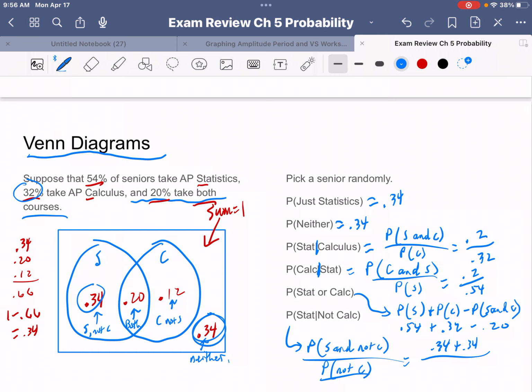Okay, now, whoa, sorry, I actually messed up. Stat and does not take calculus is these people. So the numerator is 0.34. Now, not calculus is these people. Boy, did I almost screw up. Not calculus. Nope, that's not right either. Not calculus is these people and these people, so that would be 0.68.